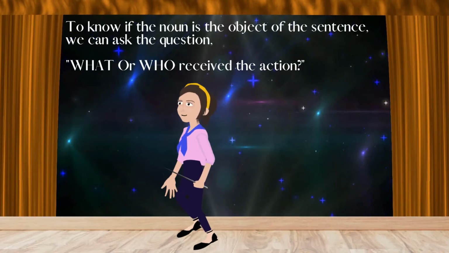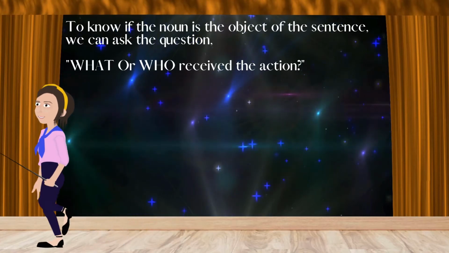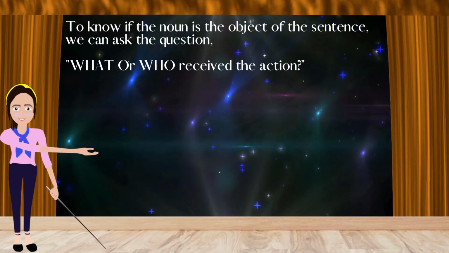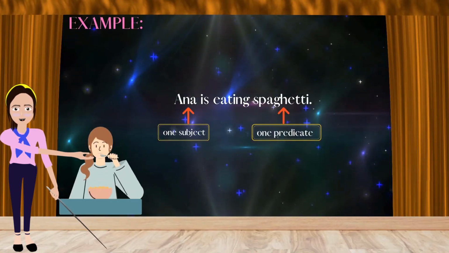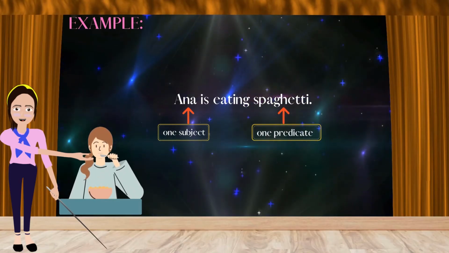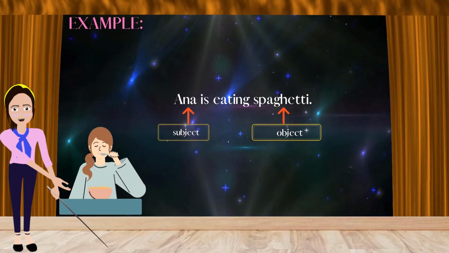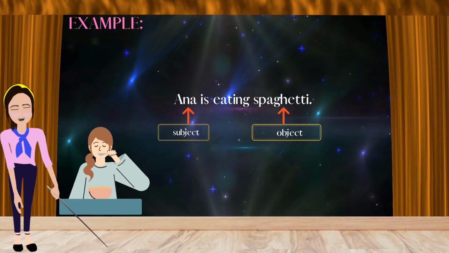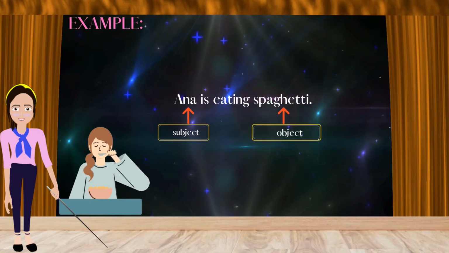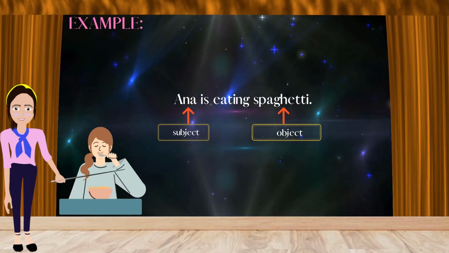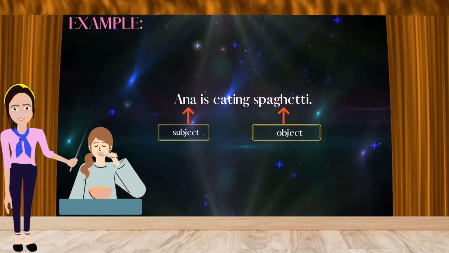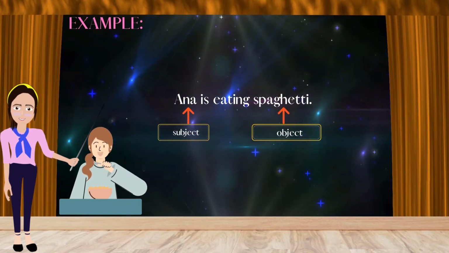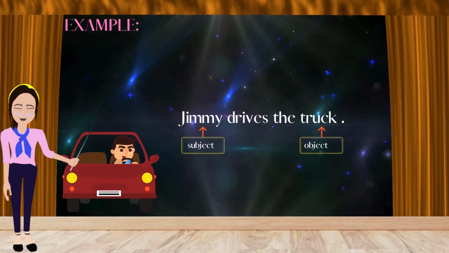And for us to know if the noun is the object of the sentence, we can ask ourselves what or who received the action. Now let's go back to our previous example. Anna is eating spaghetti. We learned that Anna is the doer of the action, so she is the subject of the sentence. Now, to know the object of the sentence, we can ask ourselves, who or what received the eating? Spaghetti receives the action eating, so it is the object of the sentence.